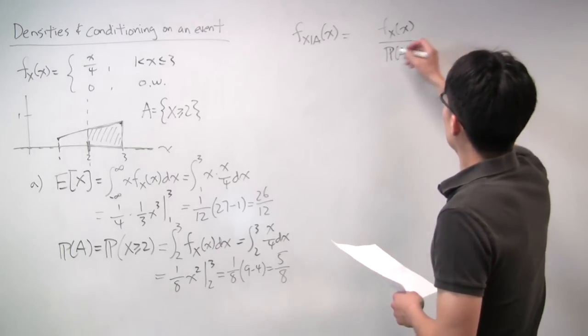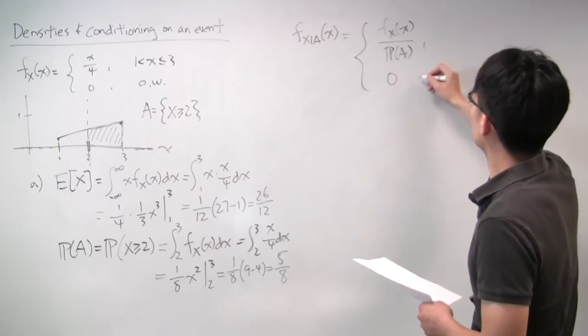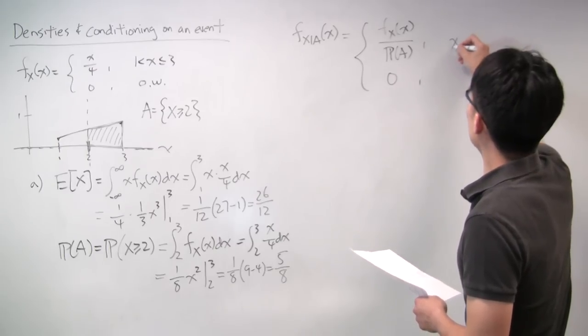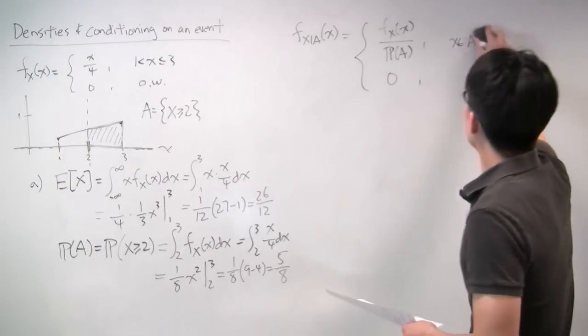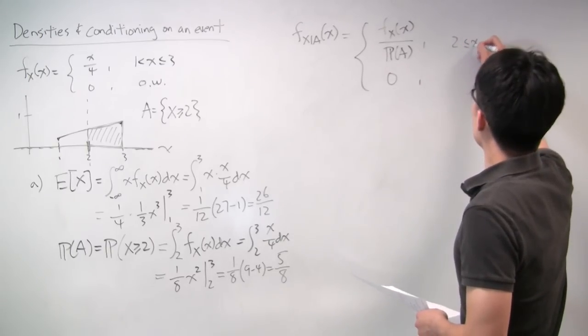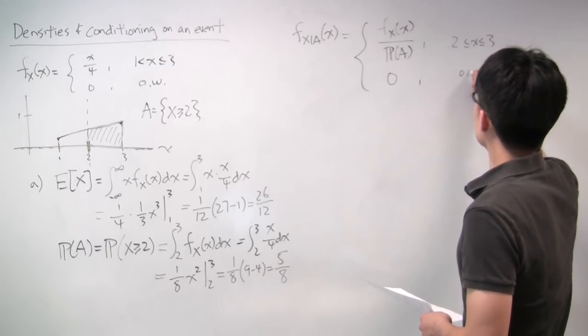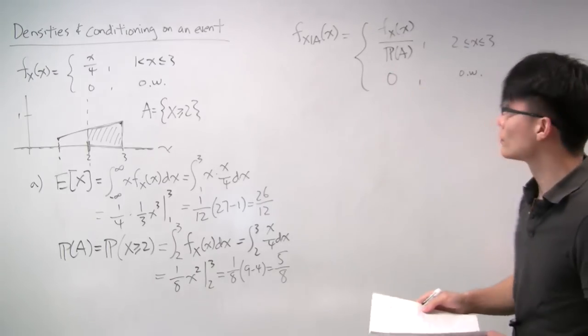And again, we need to be a little bit careful because this is only true when x is within A. In other words, when x is between 2 and 3. And otherwise, it would be 0.